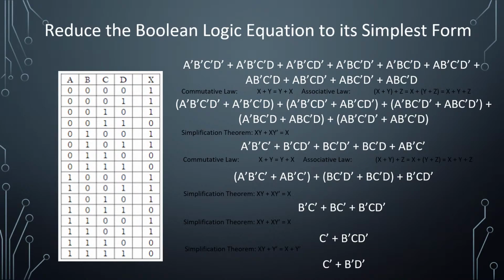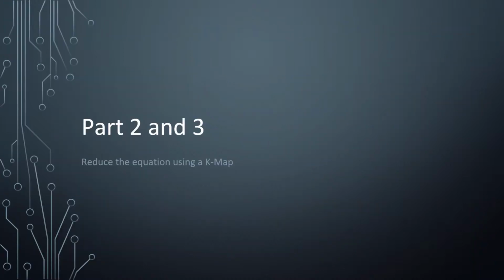First, let's look at reducing it using theorems. As you can see, we take this huge long Boolean logic equation up at the top, reduce it all the way down to C0 or B0 and D0. Now let's look at using a K-map.